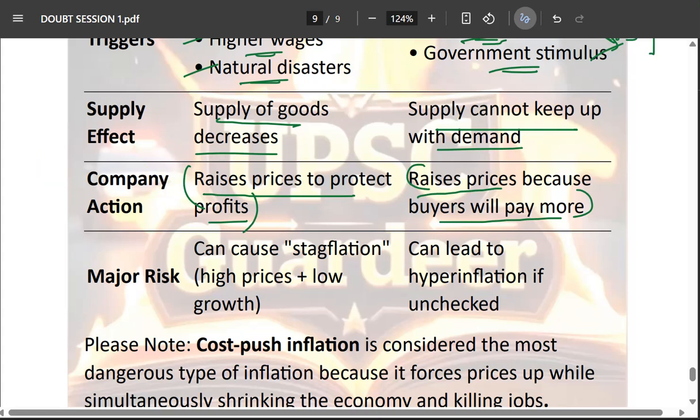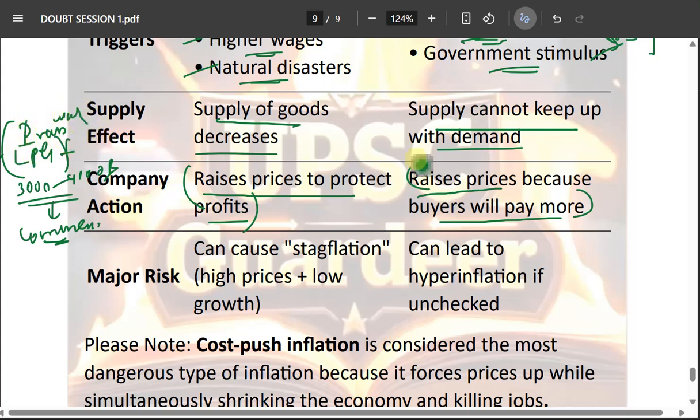You saw, like for LPG gas, they are ready to pay 3,000 to 4,000 rupees. Commercial, I mean, I have seen in hotels. They were ready to pay during this Iran war. These are the best examples we can write in the mains.